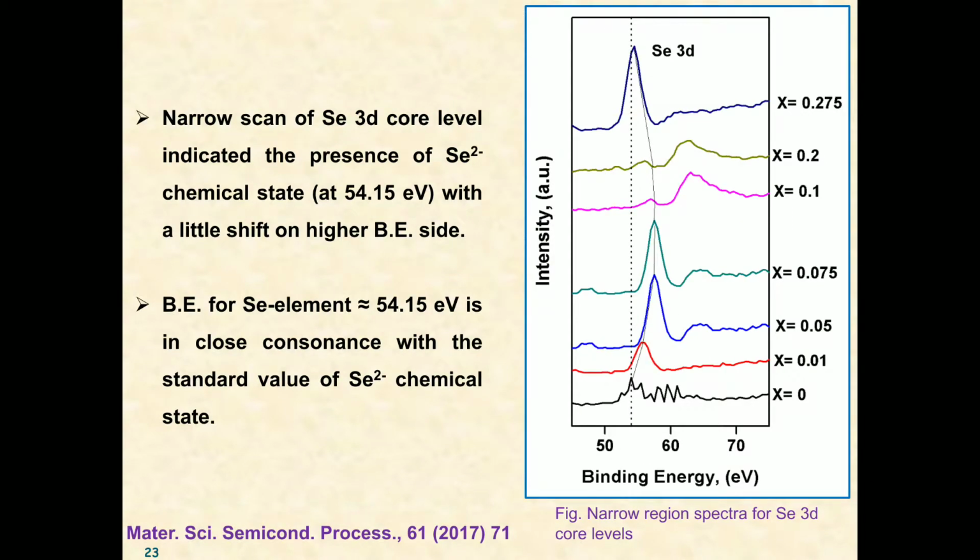In the case of Se 3d core levels, it is observed that the narrow scan of the Se 3d core level indicated the presence of the Se2- chemical state at 54.15 electron volt with a little shift to the higher binding energy side. The binding energy of the Se element in the range of 54.15 electron volt is in close consonance with the standard value of the Se2- chemical state.